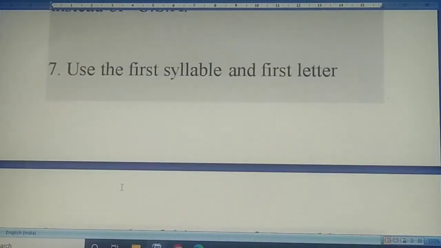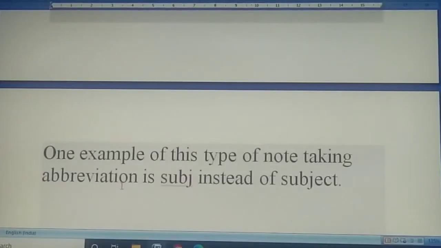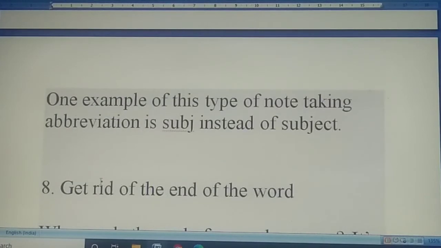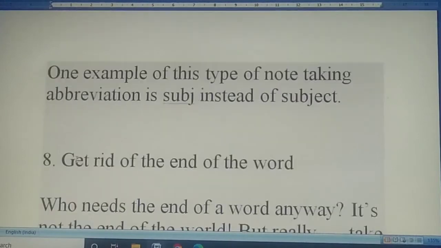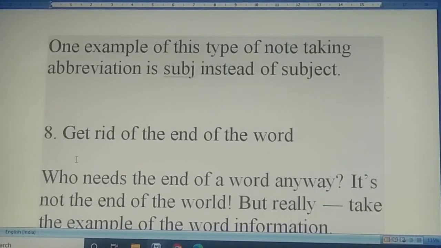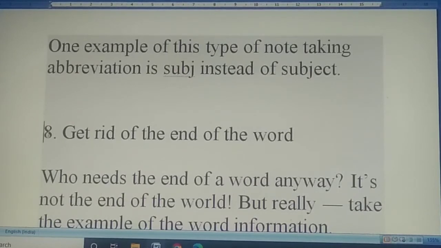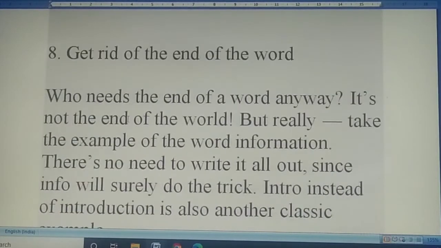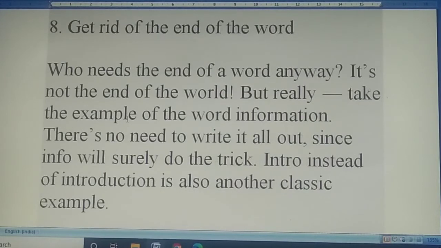Use the first syllable and first letter. One example of this type of note taking abbreviation is subject, SUBJ instead of subject. But even if you write SUB, some people do write SUB for subject. For example, most of the time I write SUB. It is understood. What is it? Subject. So get rid of the end of the word. Who needs the end of a word? Anyway, it is not the end of the world.